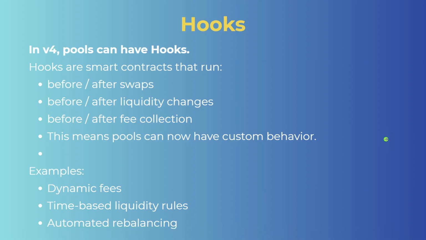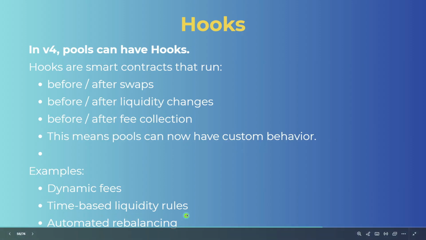So in V4 pools can have hooks. Hooks are smart contracts that run before and after swaps, before and after liquidity changes, and before and after fee collection. This means that pools can now have custom behavior. Examples: dynamic fees, time-based liquidity rules, automated rebalancing.